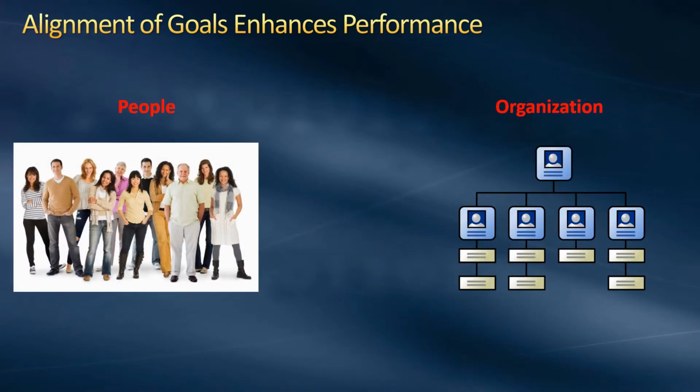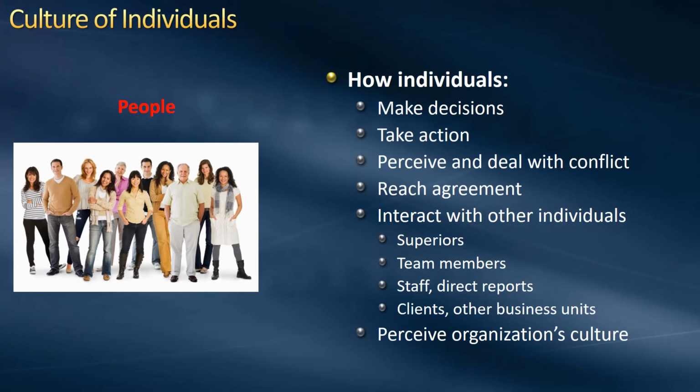The best results are achieved when the goals of the individuals are aligned with the business goals of the organization. In order to achieve this, we may look at each of these culture aspects. At the level of an individual, culture impacts how individuals will make decisions, take action, perceive and deal with conflict, reach agreement, interact with other individuals, and perceive the organization's culture.